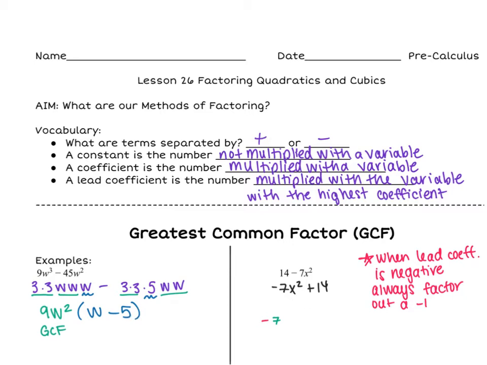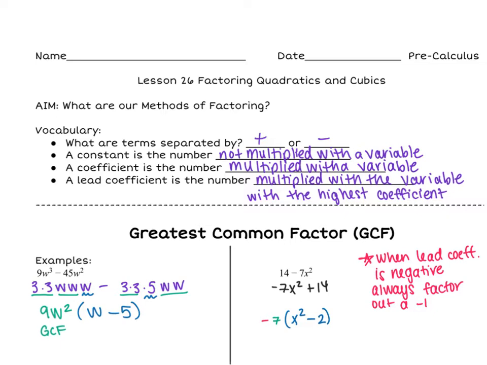So to find out what's left over in the parentheses, I can just divide each of the terms by my greatest common factor. So in this case, if I divide negative 7x squared, I'm left over with x squared, and 14 divided by negative 7 is negative 2. Always double check by distributing and multiplying back the greatest common factor to what you wrote in the parentheses.